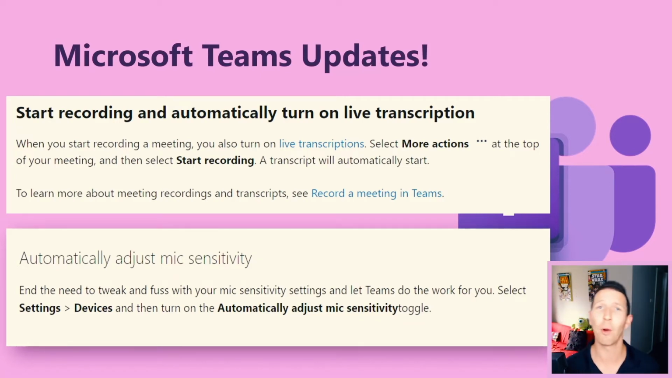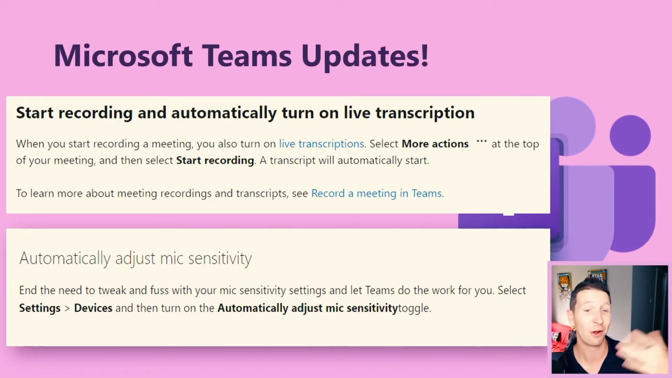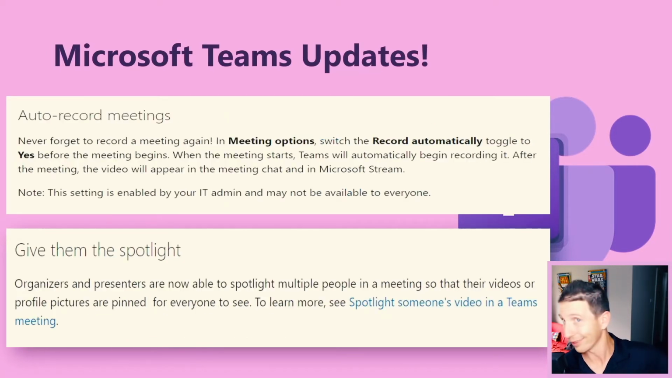Automatically adjust microphone sensitivity. If you're like me and yell while you're talking for a living, for some strange reason, you actually have Microsoft Teams automatically adjust your microphone sensitivity now. You can do that in your settings and devices and turn that on. Look, I've turned that on because I am such a loud person.